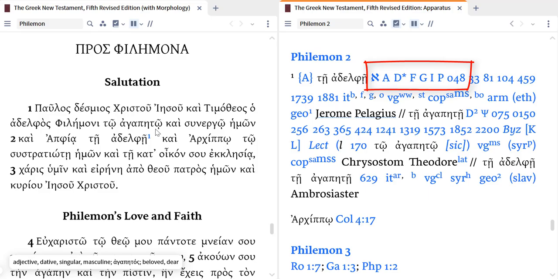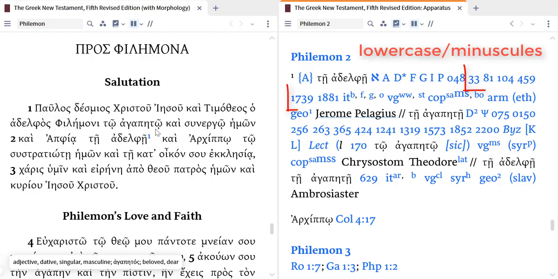A, D star, F, G, I, P, and 048. All of these are capital letter manuscripts. If you see a capital letter, it's a capital letter manuscript. Or if you see a number that begins with 0, it's a capital letter manuscript. In general, capital letter manuscripts are going to be somewhere in the first 9 centuries. And so these are a little bit earlier. So these are earlier than your lowercase letter manuscripts.